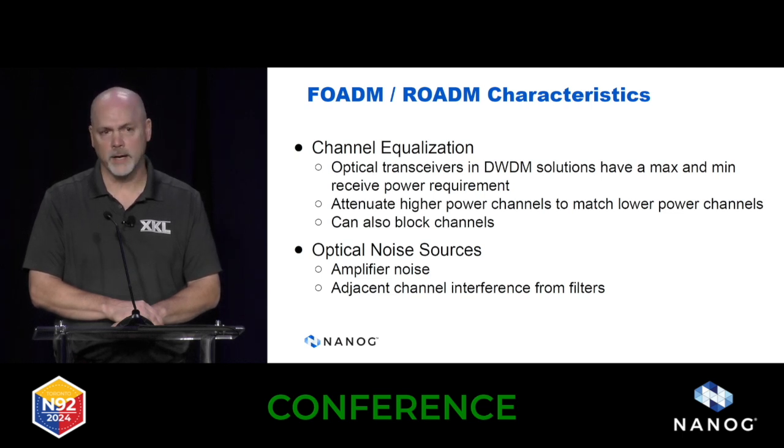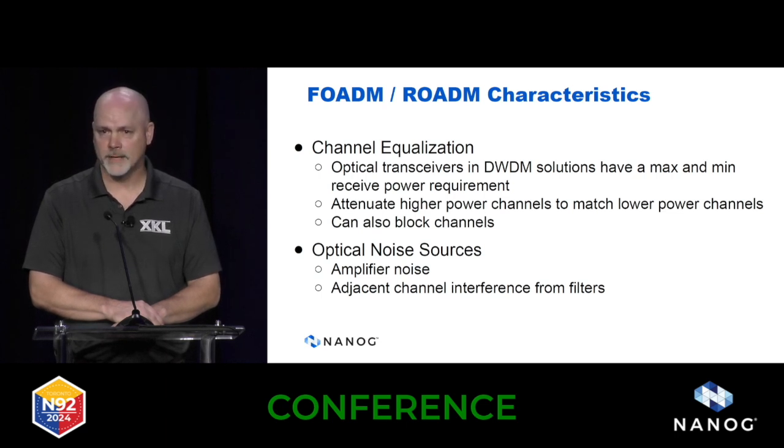At some point in time, depending on your network, how big it is, how complex it is, how many add drops you have, channel equalization is going to be a requirement if you have a lot of add drop sites. And what does that mean? You're going to attenuate the high power channels. The lower power channels, you don't need to attenuate them more.